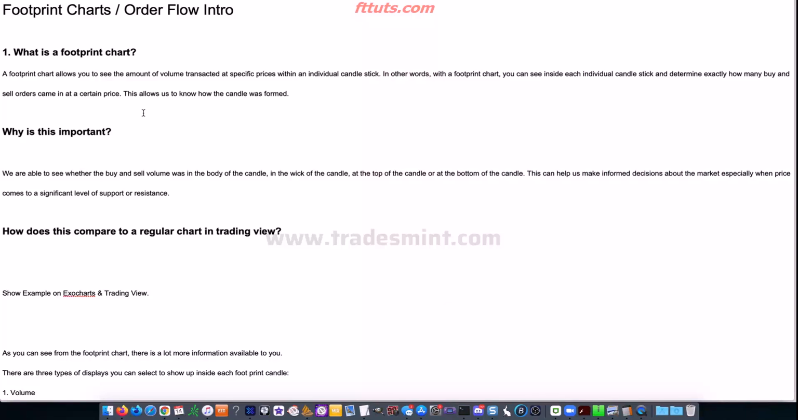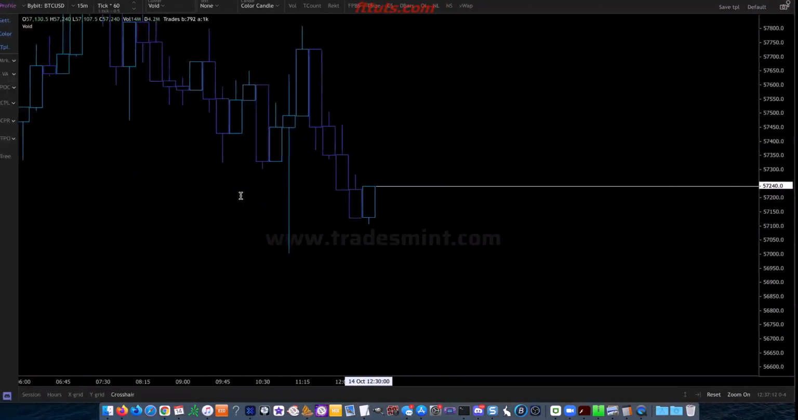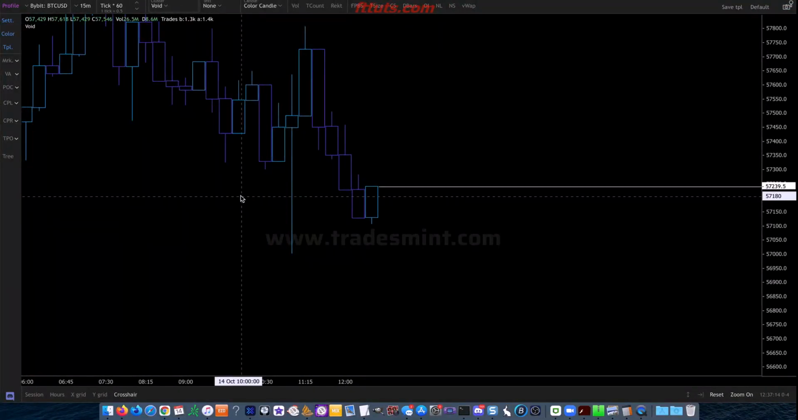Okay? So, why is it important to know exactly how the candle was formed? If we were able to see whether the buy and sell volume was in the candle body, in the wick of the candle, at the top or the bottom, this can help us make informed decisions about the market, especially when price comes to a significant level of support or resistance.